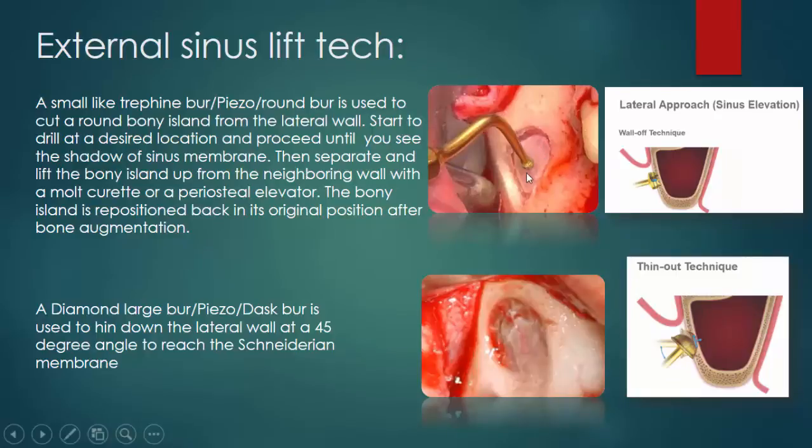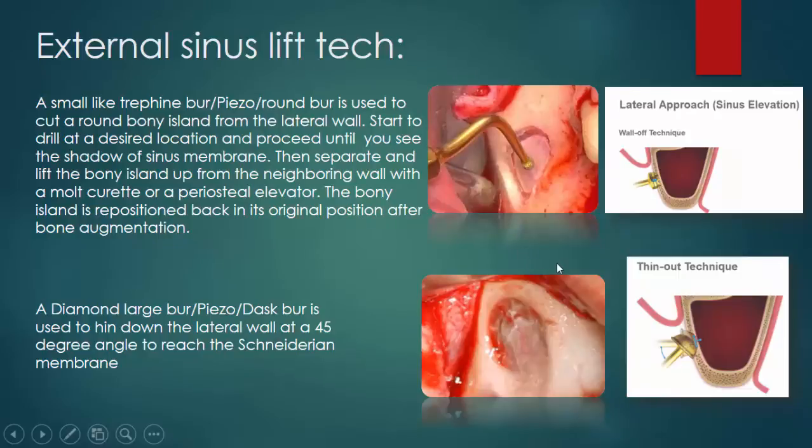Then we separate and lift the bony island up from the neighboring wall with a small curette, and the bone island can be repositioned back in its original position after the bone augmentation. However, we mainly keep the island bone attached to the membrane, and we lift up the membrane with the attached bone without removing the bone from the center of the window.